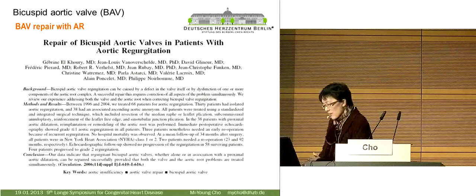Of course, it's a problematic population. As I said, one leaflet is usually bigger than the other, and you often don't have this perfect zero commissure. So it's really not easy to reconstruct it and have a good result afterwards.